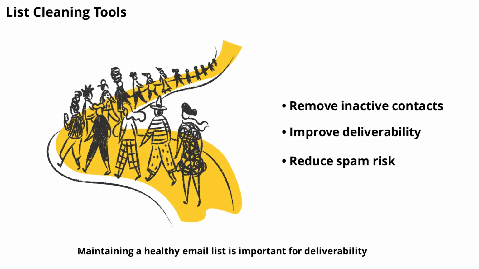Maintaining a healthy email list is important for deliverability. Mailchimp offers tools to clean your list by removing inactive or invalid addresses. This helps improve open rates and reduces the risk of being marked as spam. Regular list cleaning ensures your messages reach engaged and interested recipients.